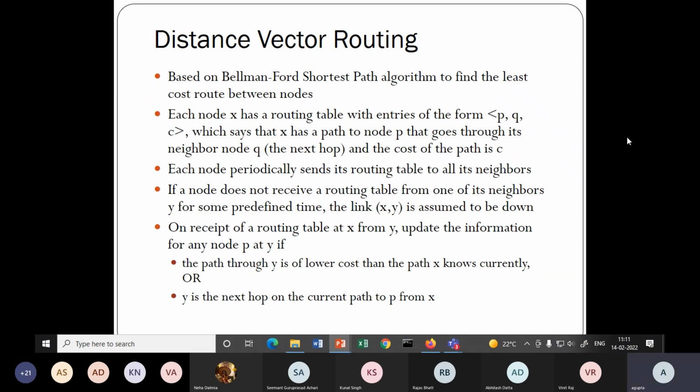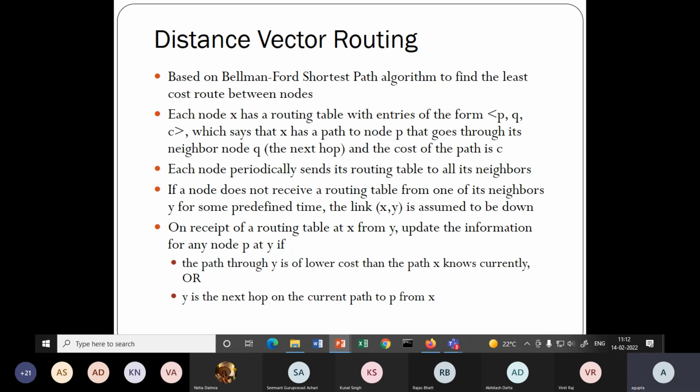Okay, so let's get back to what we were doing. We were talking about distance vector routing. We discussed this, worked out a very small example, and we'll continue from there. Just to recapitulate, it's a distributed protocol, which means every node will do something. And that something is that every node keeps a routing table. You have seen the entries of the routing table.